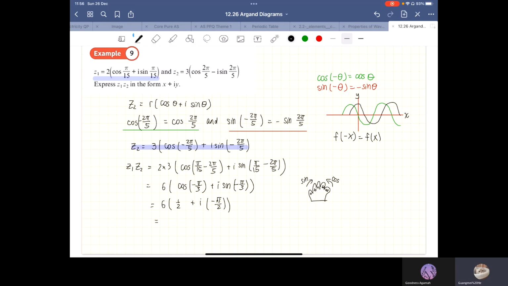What is your final simplification after all these? Three plus i. One sec. Next time.